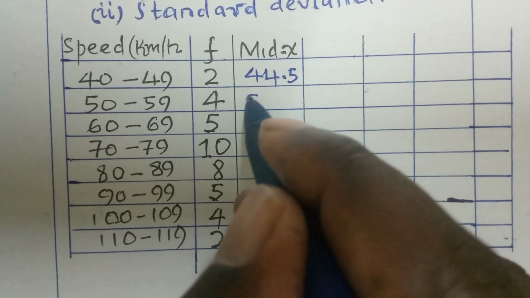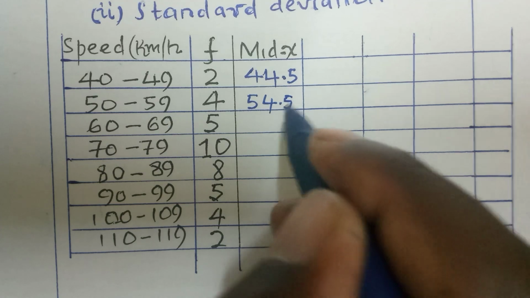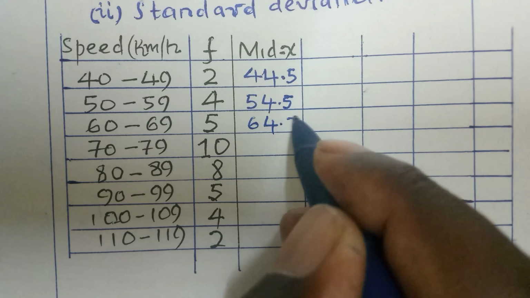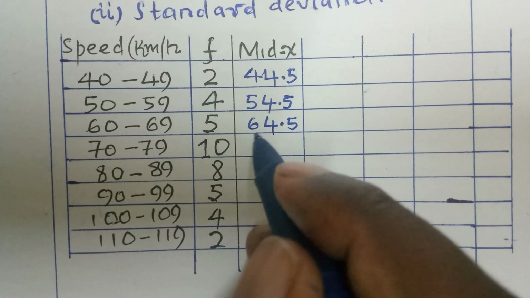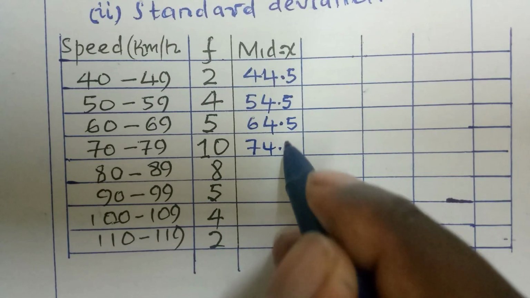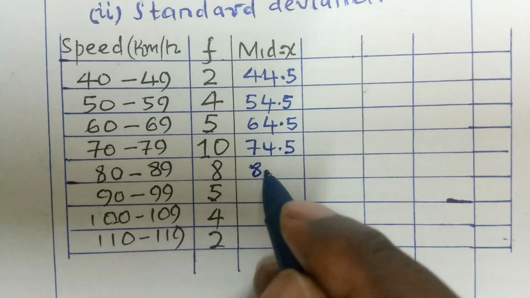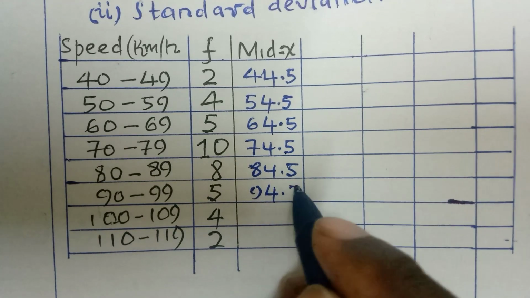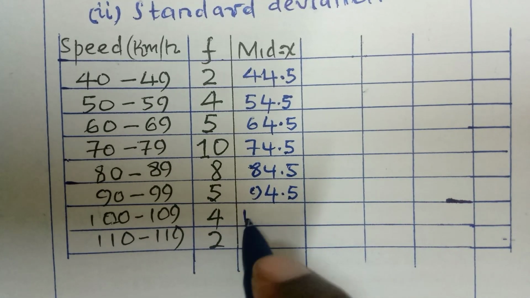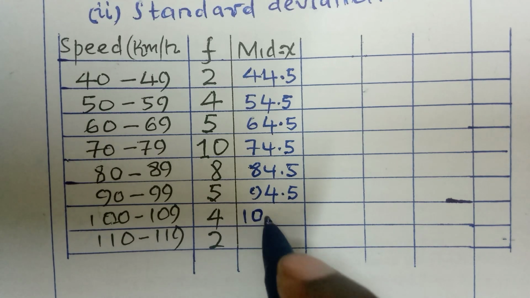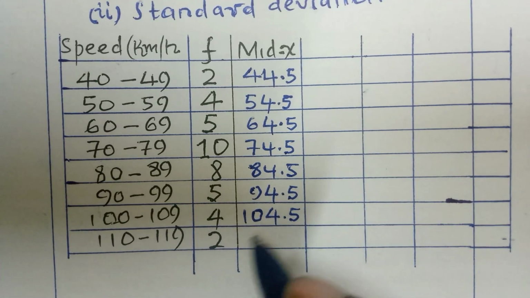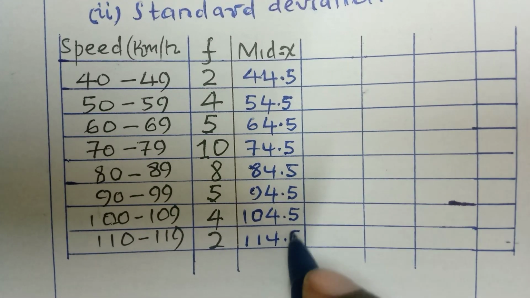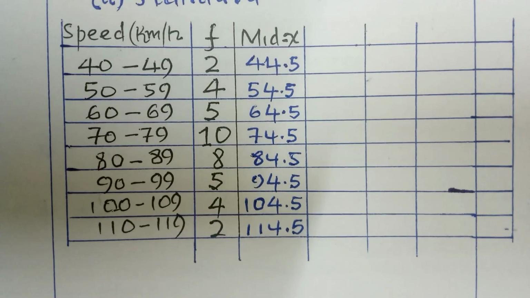So from there guys, it's simple because you just go and do the same for this one. This one is now going to be 54.5. The same case with this one, we'll have 64.5. Guys, these are our midpoints. Then 74.5. We have 84.5. Here we have 94.5. And here we have 104.5. And finally 114.5. So that's what you get, guys.